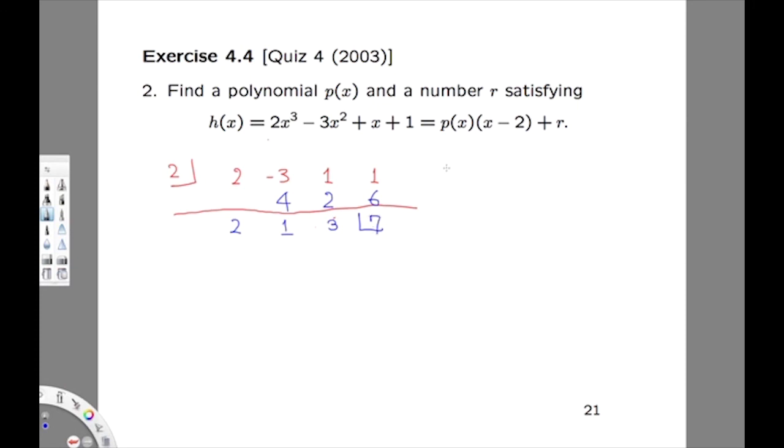So what you have is, say, h of x is equal to 2x squared plus x plus 3 times x minus 2 plus 7. Okay, right?